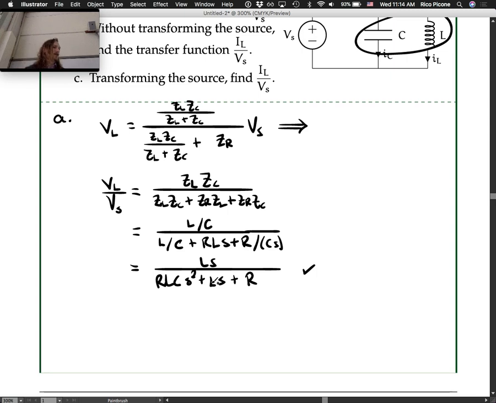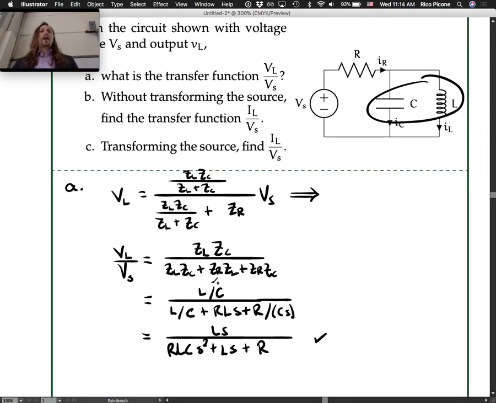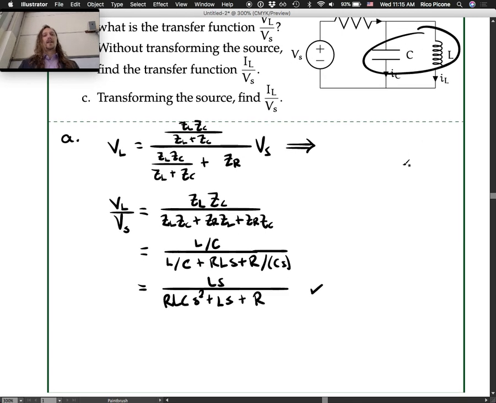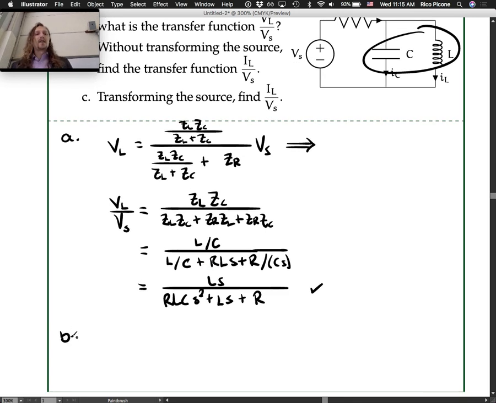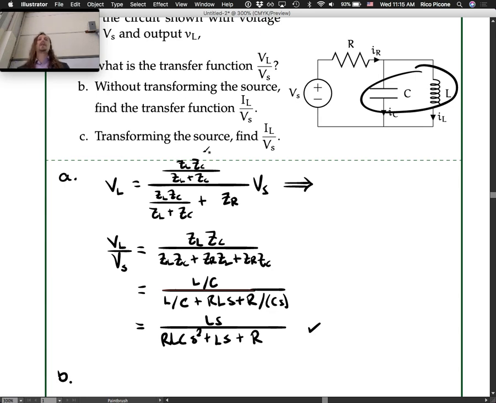Okay, so part B asks us to find the transfer function from Vs to IL, which we observed in the voltage divider thing we just did. We lost access to IL. However, I say specifically without transforming the source. So you could say, let's transform the source, let's do a current divider. We'll do that in part C. But in part B, I say you can't transform the source, so we have to choose another way.